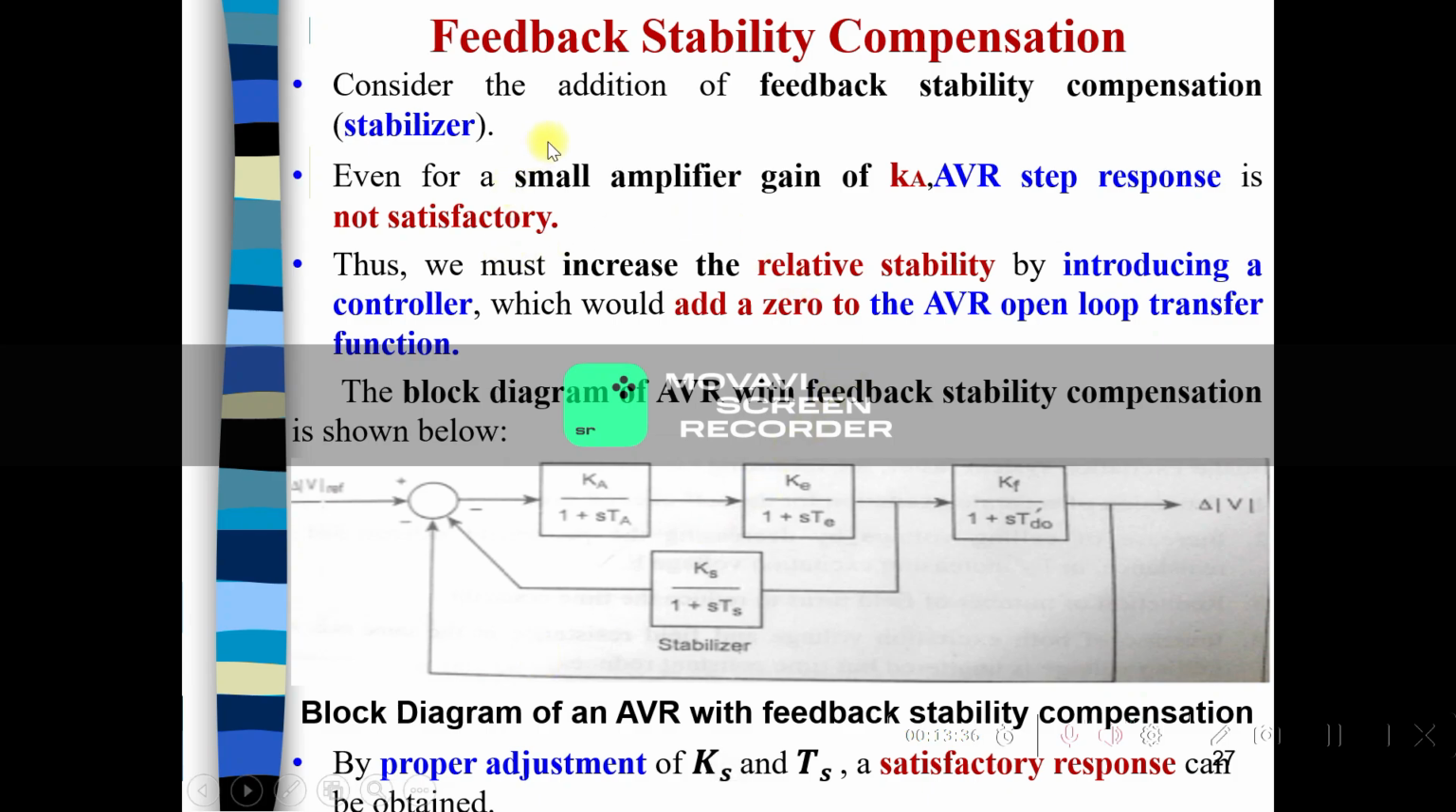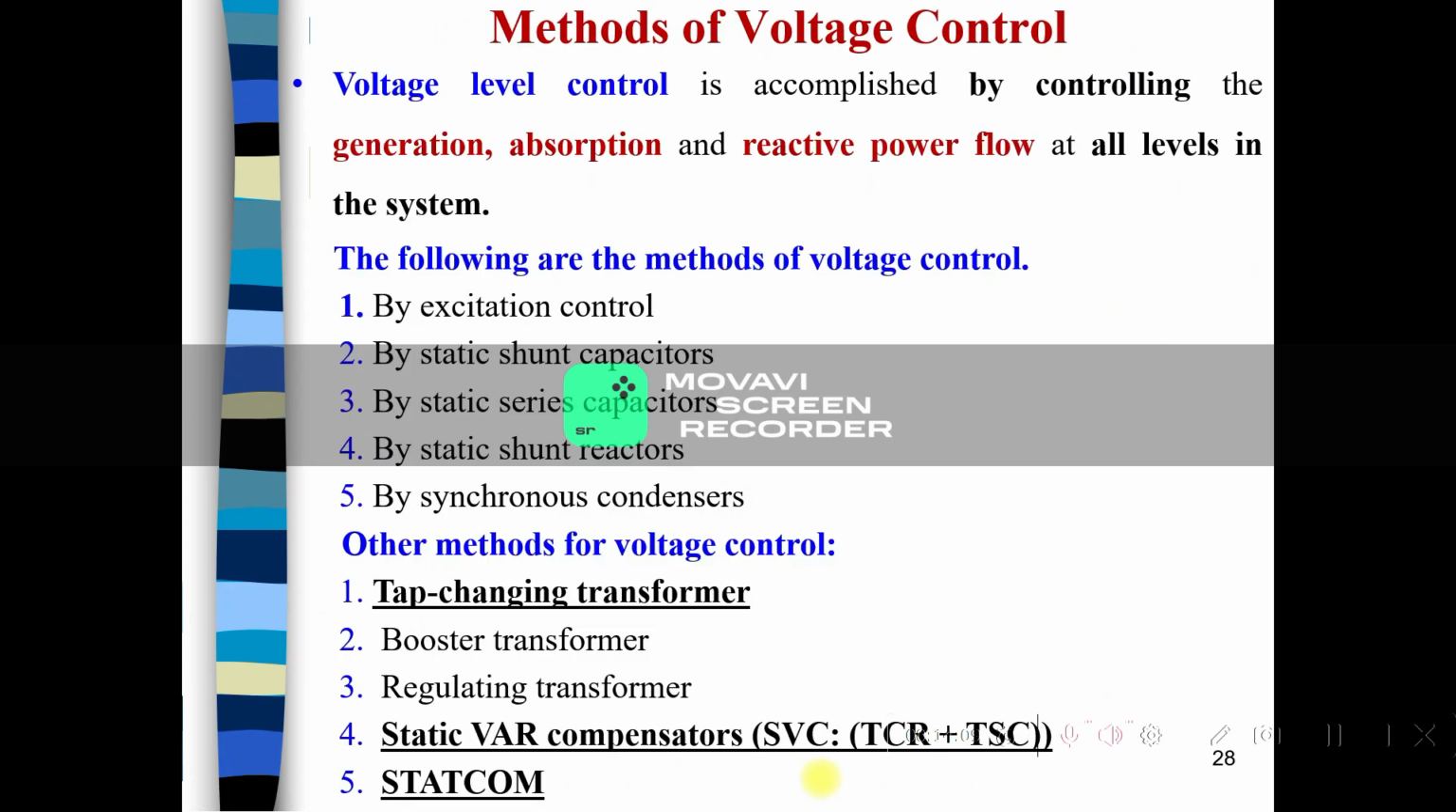Feedback stability compensation. Consider the addition of a feedback stability compensation stabilizer. Even for a small amplifier gain of Ka, the AVR step response is not satisfactory. So the block diagram of AVR with the feedback stability compensation is shown below. By proper adjustment of Ks and Ts, a satisfactory response can be obtained. Next one, methods of voltage control.